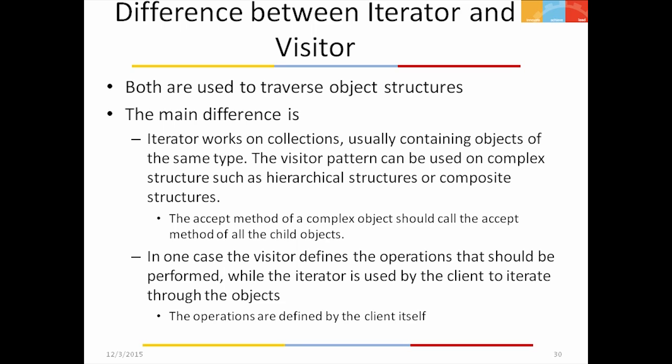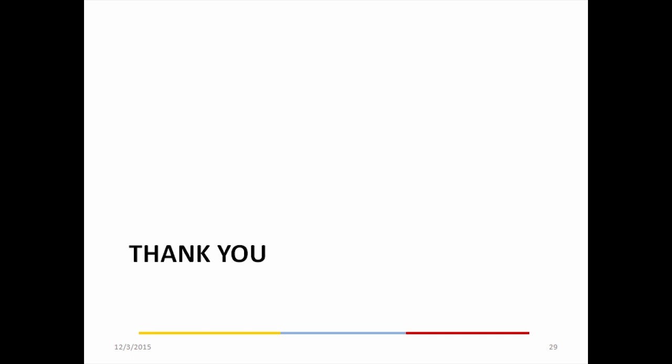So visitor is more complex. Here the visitor defines the operations that need to be performed on this visitable object. However, iterator is simply used to iterate through the objects. It does not do anything else. Now the operations are basically defined by the client itself. With this we conclude. We'll continue with other behavioral patterns in the next class.